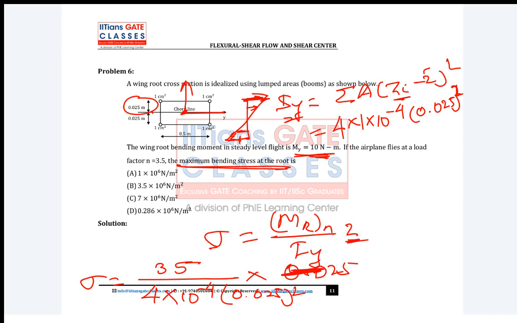Guys, please find the answer. So what is the answer, A or B? A is not correct. Just check it. I think B is the correct answer. Yeah, B is the correct answer. So from here, we see the answer will be 3.5 into 10 to the power 6 Newton per meter square.